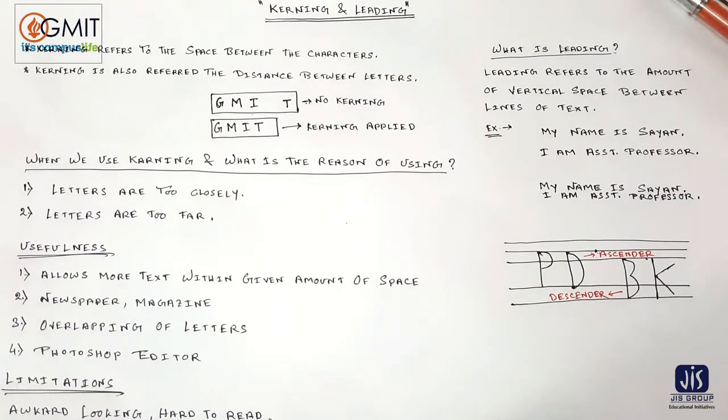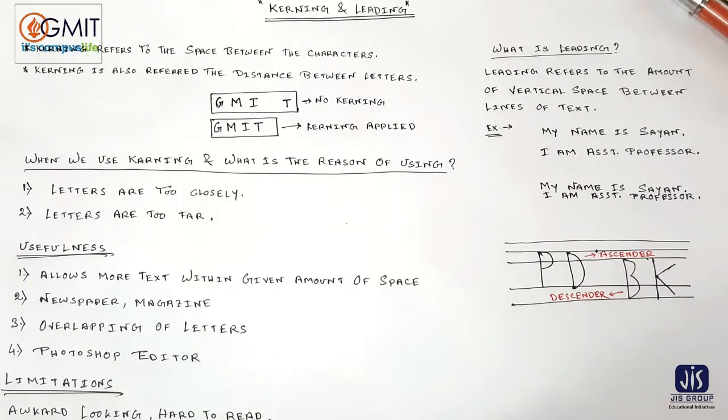In the multimedia section, multimedia consists of text, audio, video, graphics and animation. You know that very well. But in the case of text, there are two main features, that is kerning and leading. So we will discuss kerning and leading in this lecture series.